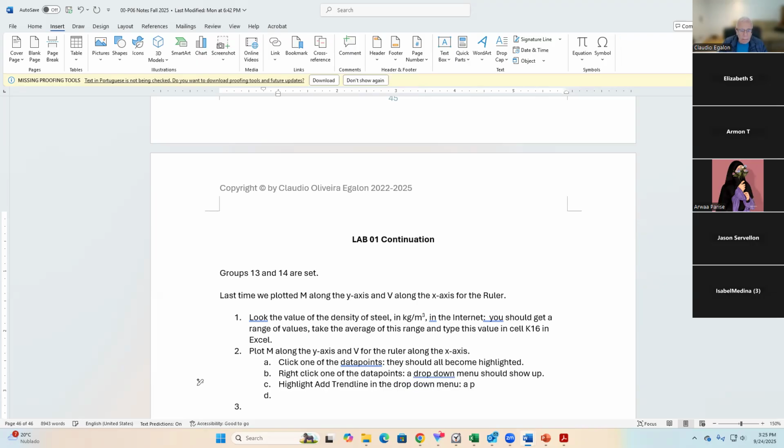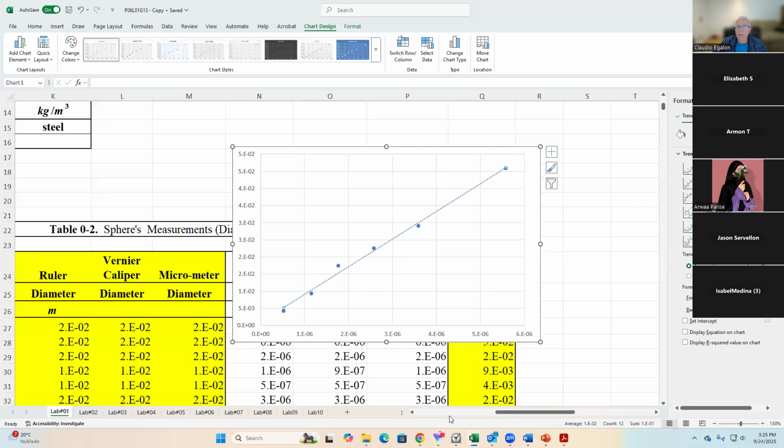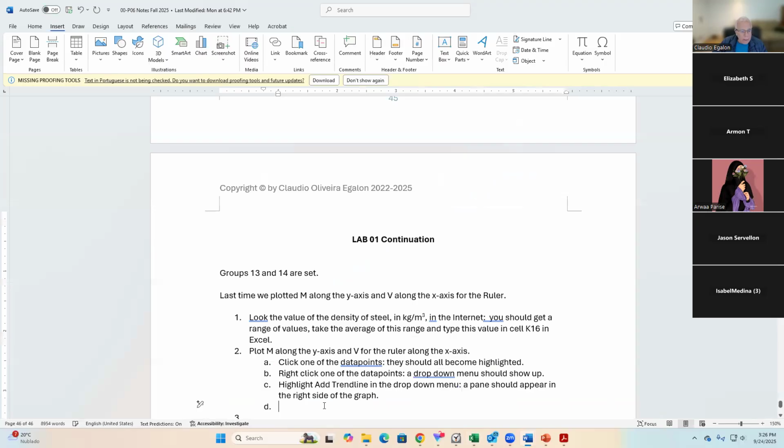And a pane should appear on the right side of the graph. And linear should be clicked. It's already pre-selected for you. You don't have to worry about that. That's why you have a linear line here. Click display equation on chart, click R² value on chart. Okay. Click on the pane on the right side.